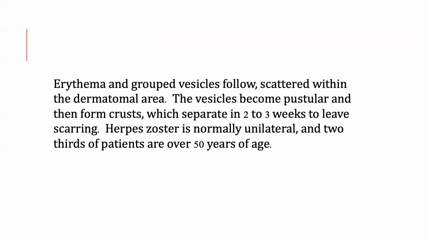3 to 5 days. Erythema and grouped vesicles follow, scattered within the dermatomal area. The vesicles become pustular and then form crusts, which separate in 2 to 3 weeks to leave scarring. Herpes zoster is normally unilateral, and two-thirds of patients are over 50 years of age.